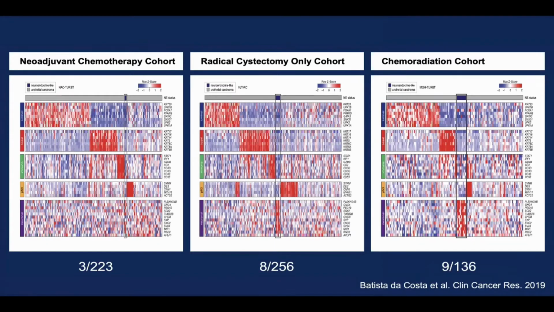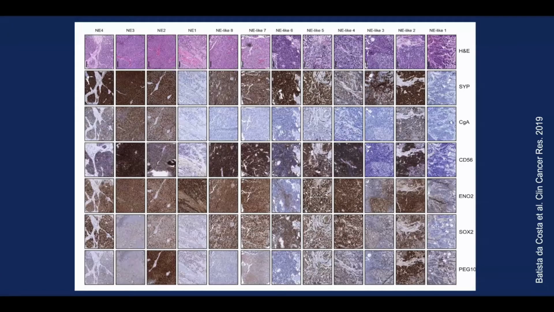And so we have various cohorts that we've looked at in other contexts, and we looked for the neuroendocrine-like tumors in these cohorts. And again, you can see, each column is a patient, just a few patients here: 3 patients in our neoadjuvant chemotherapy cohort, 8 patients who had cystectomy only, and 9 patients who had chemoradiation. This is a collaboration we did with the group at Massachusetts General Hospital, which does a lot of radiation. So in all cohorts, you find a small number of patients.